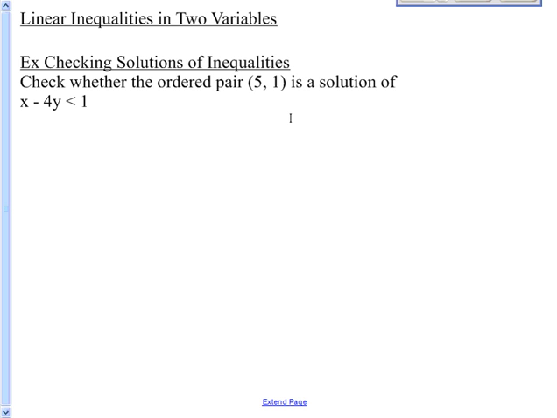We're going to talk about linear inequalities, especially in two variables today. So that's our objective, is to graph some linear inequalities. But first, let's talk about checking some solutions of inequality.